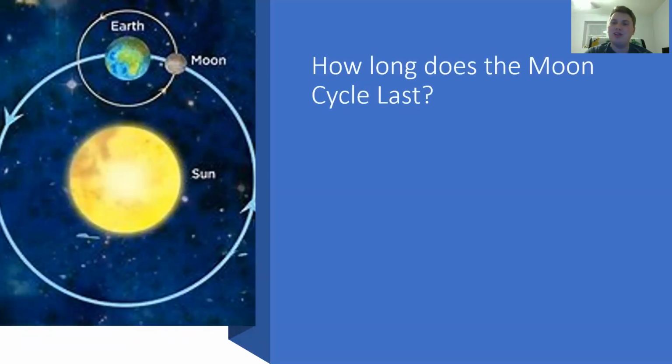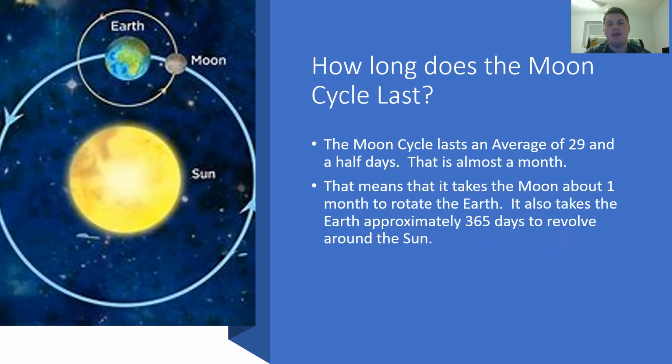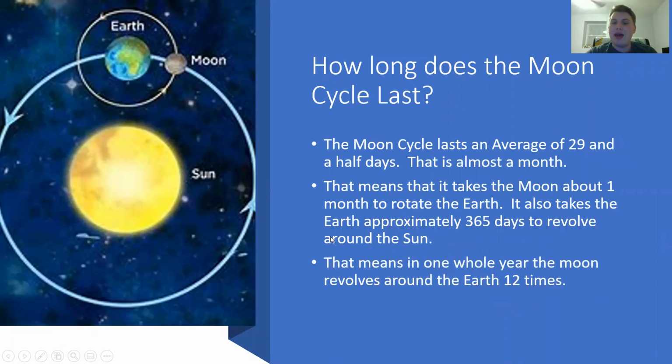How long does the moon cycle last? The moon cycle lasts an average of 29.5 days. That is almost a whole month. That means that it takes the moon about 1 month to rotate around the earth. It also takes the earth approximately 365 days to revolve around the sun. That means in one whole year, the moon revolves around the earth 12 times. So that means you have a chance of seeing the whole moon cycle 12 times a year. That's insane.